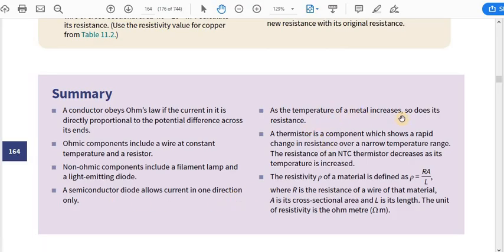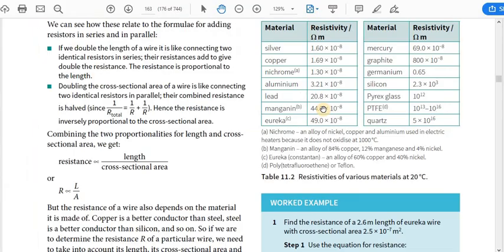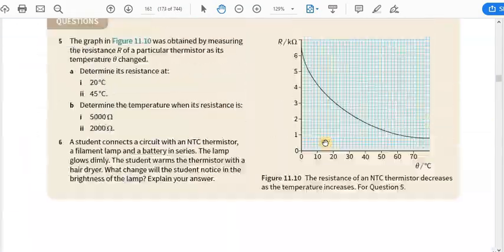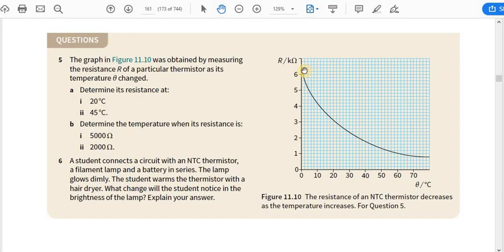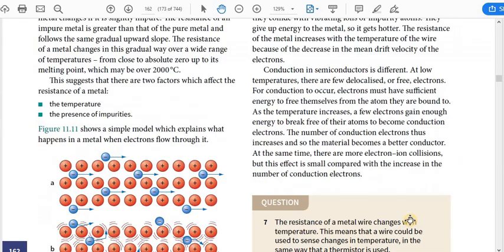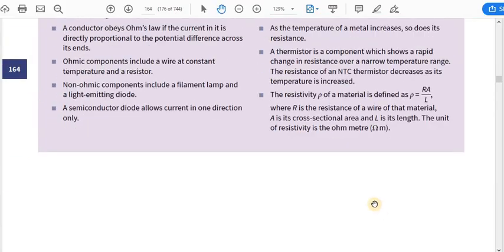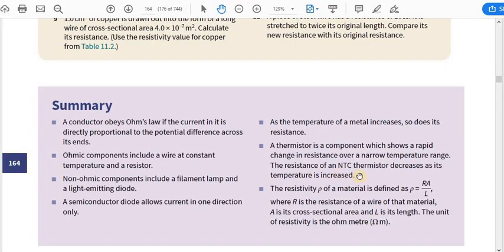As the temperature of a metal increases, so does its resistance. A thermistor is a component which shows a rapid change in resistance over a narrow temperature range. So rapid change in resistance over a narrow temperature range. And we saw the graph also, how the resistance varies with temperature. Again, if you want, we can have a quick look at it. See, from about 6.5 ohms, it drops to about 1 ohm in a temperature range of about 80 degrees Celsius. The resistance of an NTC thermistor decreases as its temperature is increased.